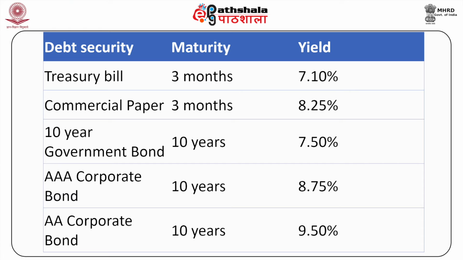It is in 3 columns: debt security, maturity, yield. Treasury bill, maturity is 3 months, yield is 7.10%. Commercial paper, maturity is 3 months, yield is 8.25%. 10-year government bond, maturity is 10 years, yield is 7.50%. AAA corporate bond, maturity is 10 years, the yield is 8.75%. AA corporate bond, maturity is 10 years, yield is 9.50%.